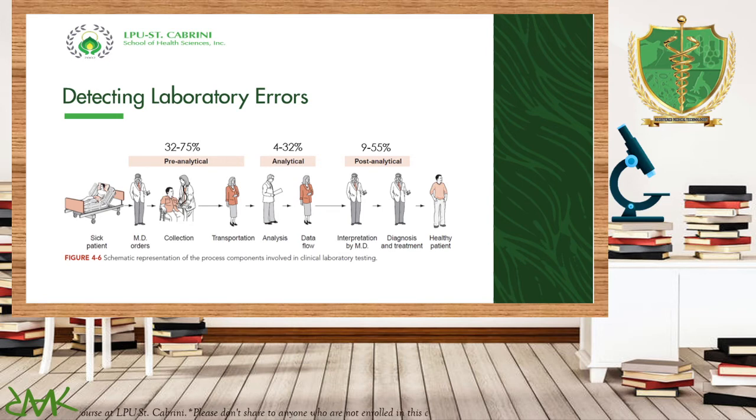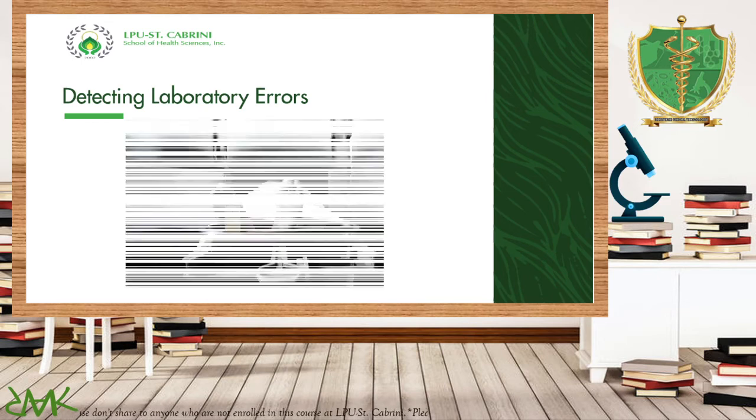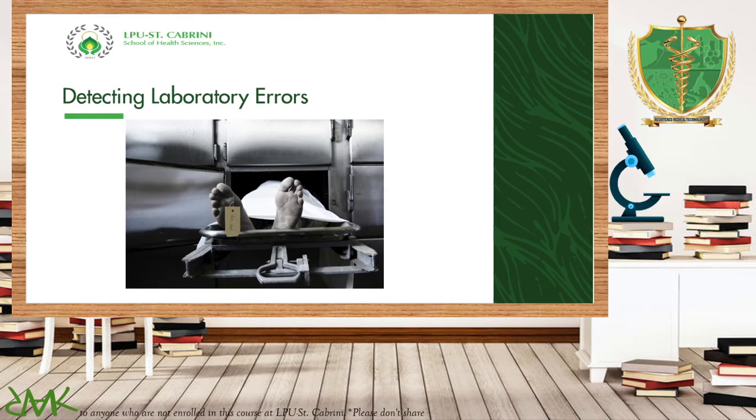Why is post-analytical also included in patient misidentification? You misidentify the patient, therefore, the blood test result will be misinterpreted. Misinterpreted laboratory result will lead to misdiagnosis and treatment of the disease, of the condition. Therefore, there will be no healthy patient. And if there is no healthy patient, the patient will be inside a chamber which will preserve his or her body because he or she died because of your error in identifying the correct patient. Okay? That is the importance of detecting the errors in the laboratory to prevent this one.